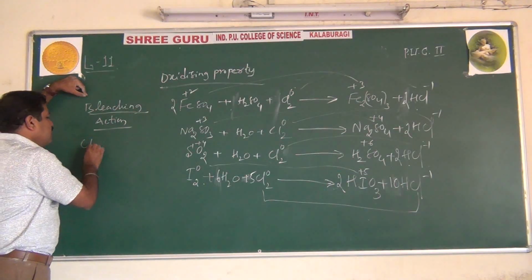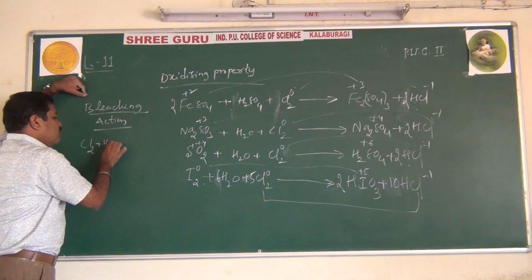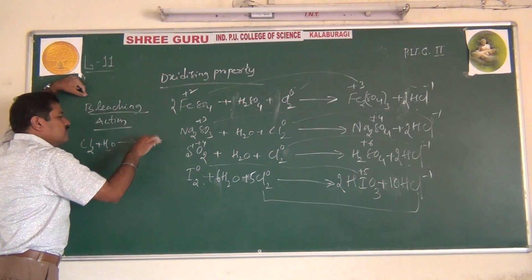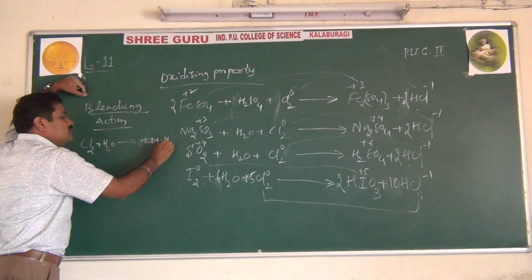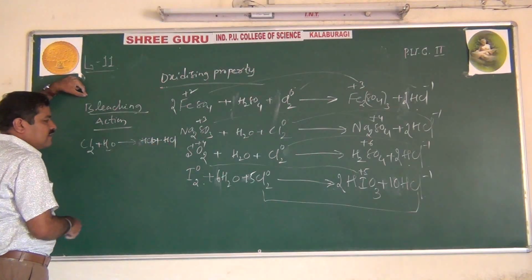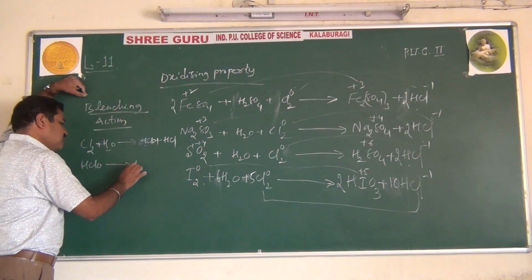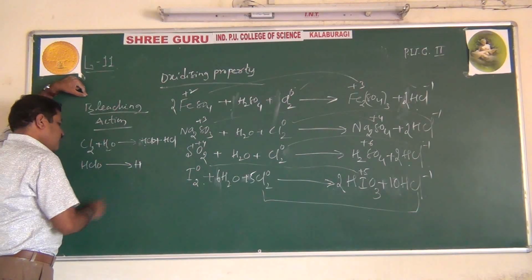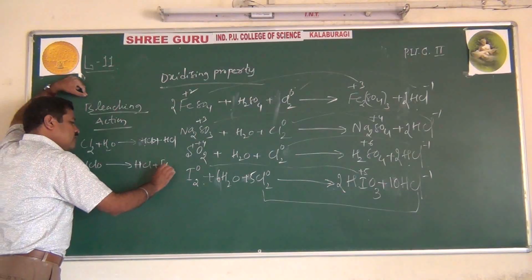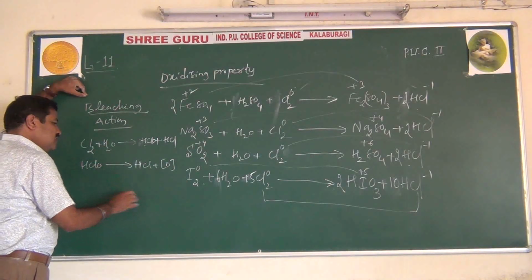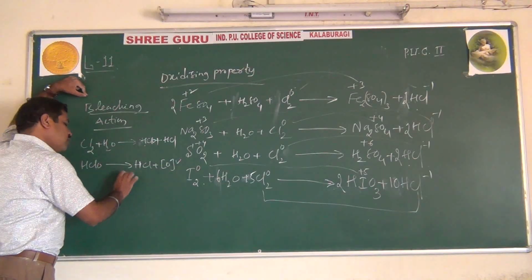That means it will react with water to form HCl and HOCl first. And this HOCl, hypochlorous acid, dissociates to form HCl and nascent oxygen. And this nascent oxygen is responsible for the bleaching property.